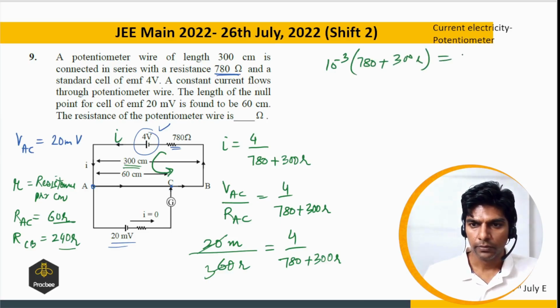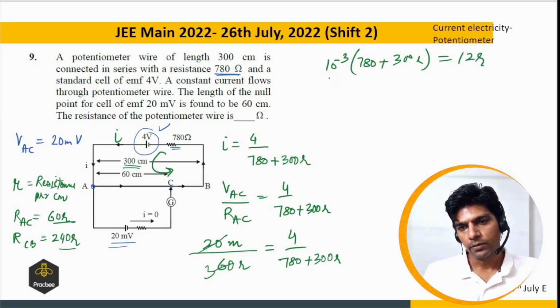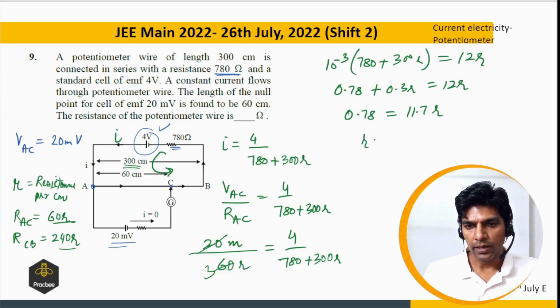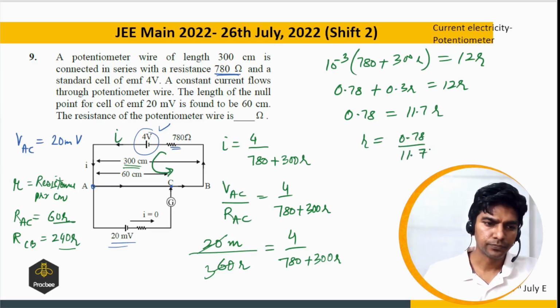equals 12R. So this comes out to be 0.78 plus 0.3R equals 12R. So 0.78 is equal to 11.7R. So R comes out to be 0.78 divided by 11.7.